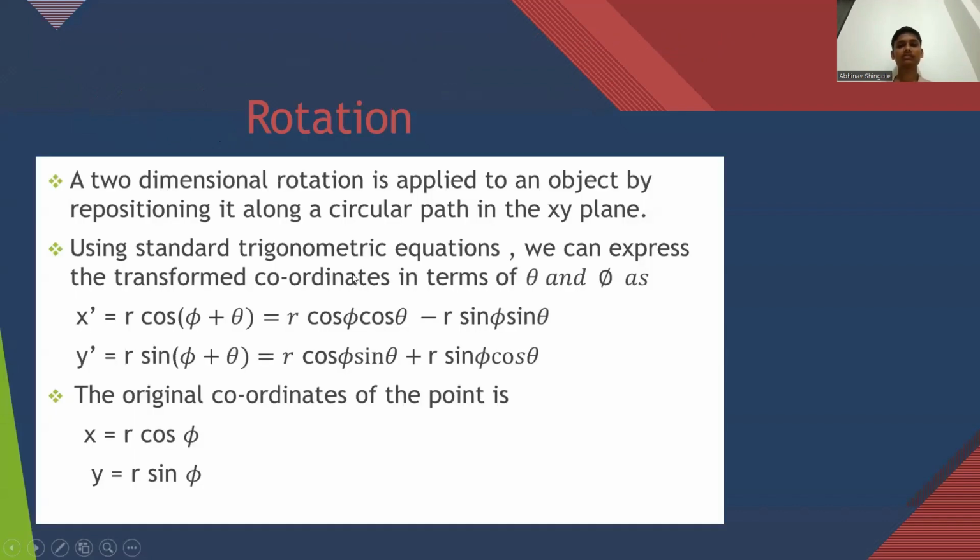Then the rotation. A two-dimensional rotation is applied to an object by representing it along a circular path in the xy direction. So we can rotate the object by any angle. So the new coordinates are x dash is equal to r cos of phi plus theta, which is r cos phi cos theta minus r sin phi sin theta. And for y, the original point is x is equal to r cos phi and y is equal to r sin phi.